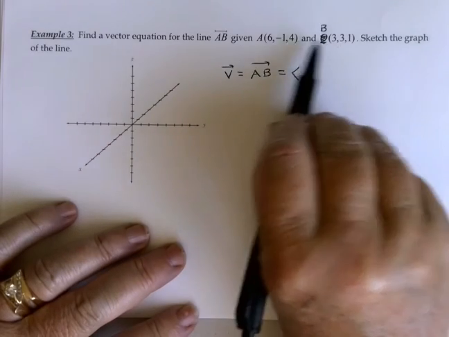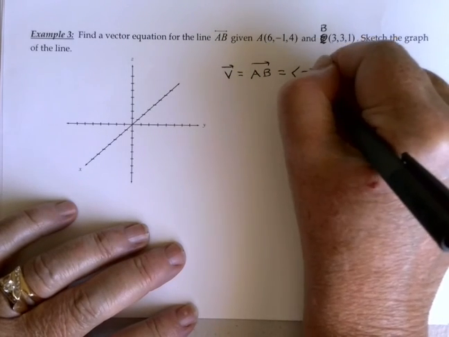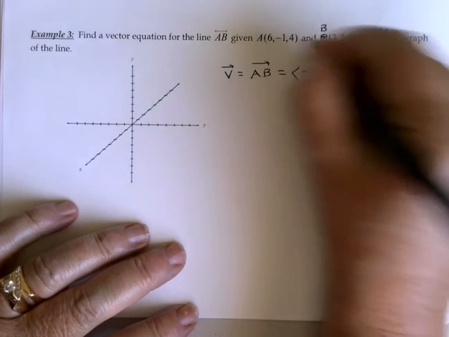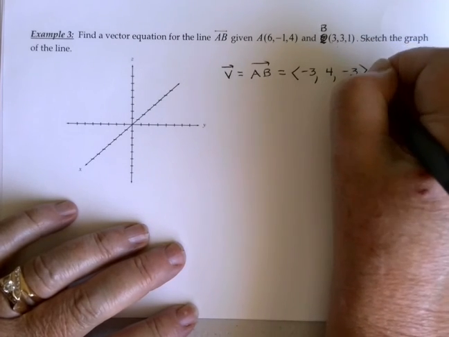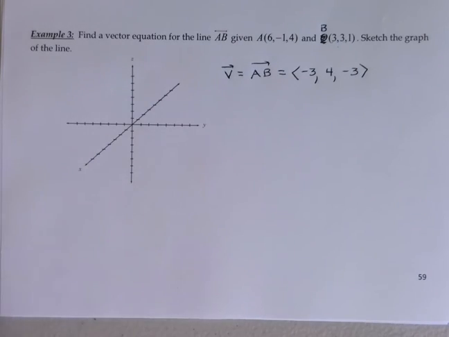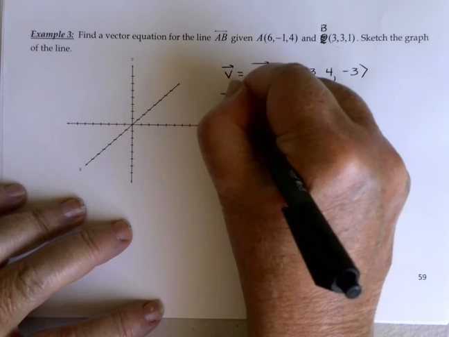So I'll take the terminal minus the initial. 3 minus 6 is negative 3. 3 plus 1 would be 4, and 1 minus 4 is negative 3. And again, it really doesn't matter which point I use as my starting point. Maybe I'll go with OB this time just because I like those positive numbers.